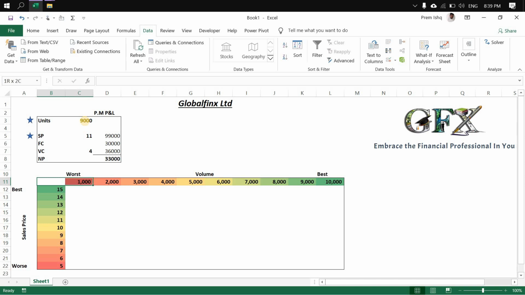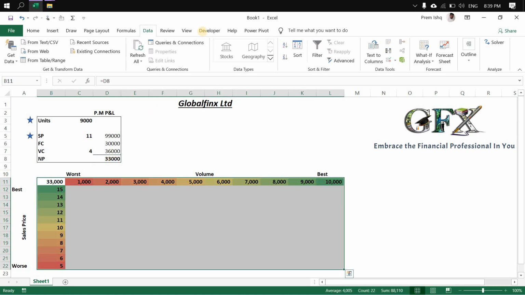Yes, there comes the option Data Table. Now before calling that option, in the first intersection of the two variables, give the resultant cell. That resultant cell here is net profit. So I'm giving a reference to this cell. Yes, that I have given. Now select the full table and call the Data Table option.